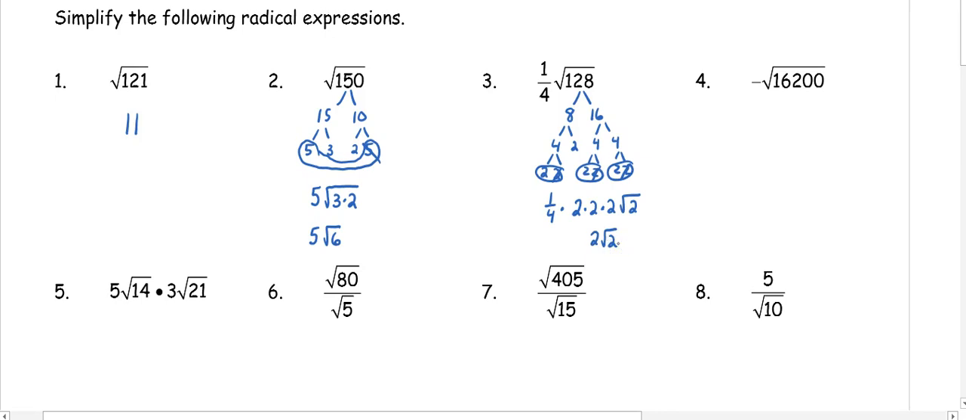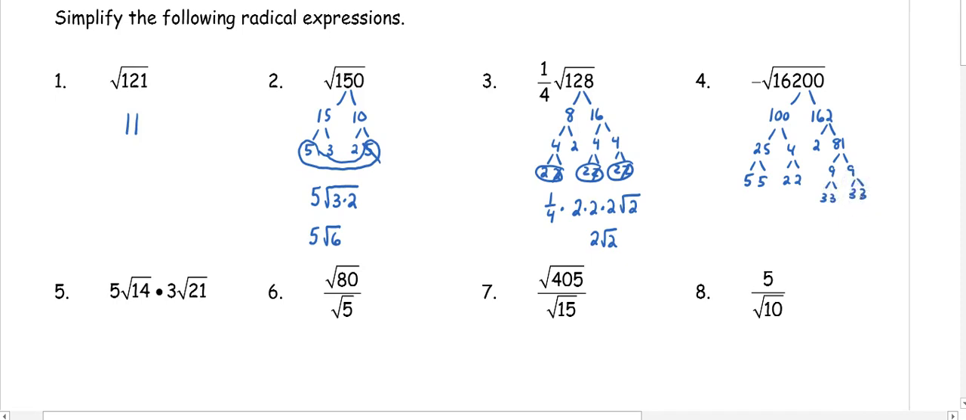Number 4, we have negative square root of 16,200. So two numbers that it breaks down into are 100 and 162. 100 breaks down to 25 and 4. 25 breaks down to 5 and 5. 4 breaks to 2 and 2. 162 breaks to 2 and 81. 81 breaks down to 9 and 9, and each of those 9s breaks into a group of 3s.